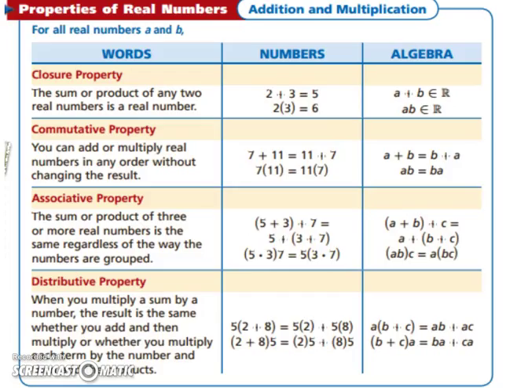And the distributive property. When you multiply a sum by a number, the result is the same whether you add and then multiply, or whether you multiply each term by the number and then add the products. So you can do 2 plus 8 and then multiply it by 5, or you can do 5 times 2 plus 5 times 8.